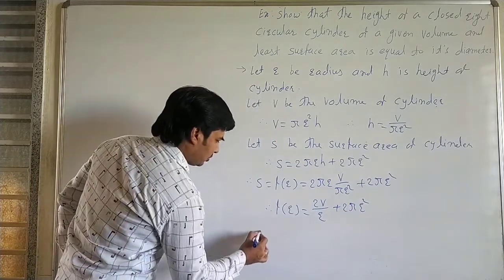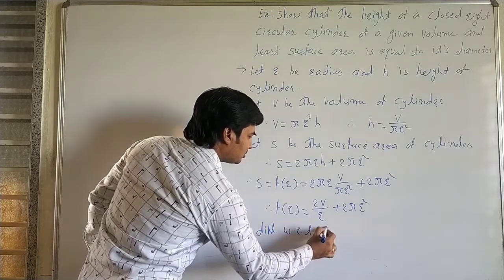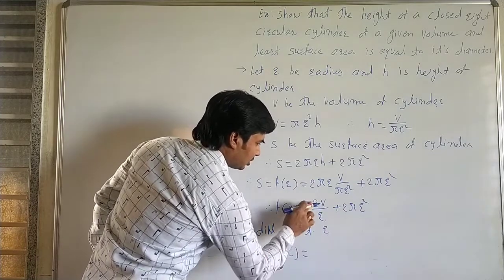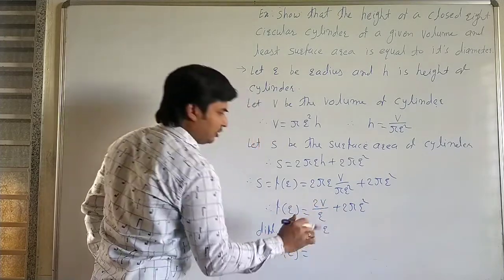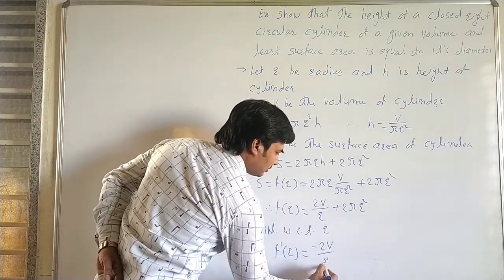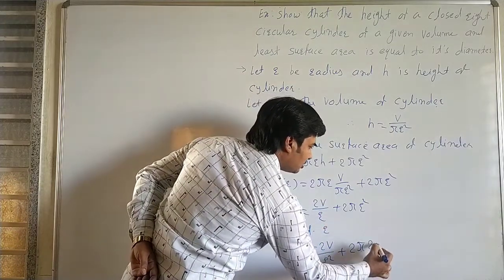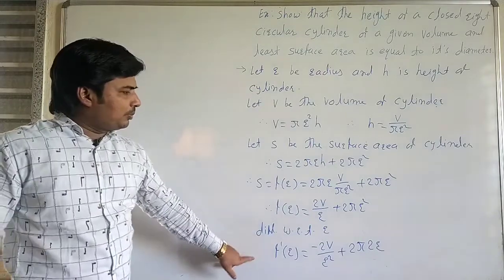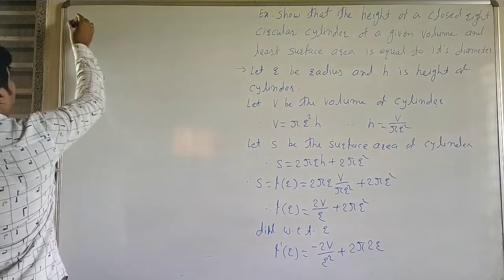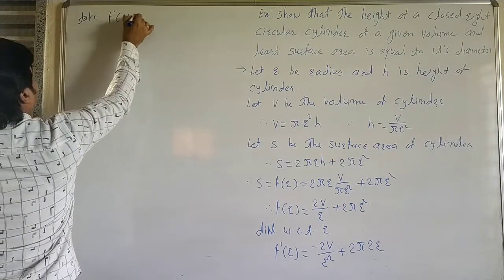Then differentiate with respect to r. f dash of r is equal to 2 phi, a constant, times the derivative of 1 by r, which is minus 1 by r square. Therefore f dash of r is minus 2 phi upon r square plus 2 pi into 2r. Then to find the stationary point, take f dash of r equal to 0.